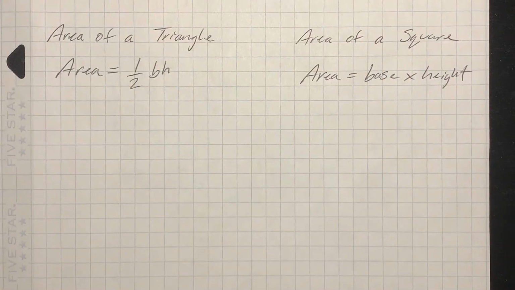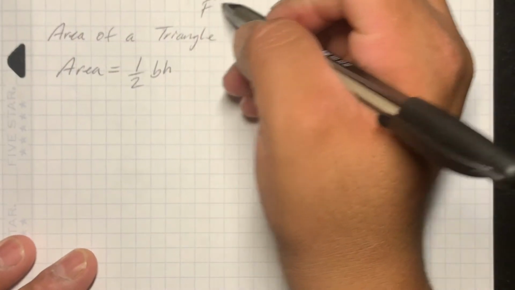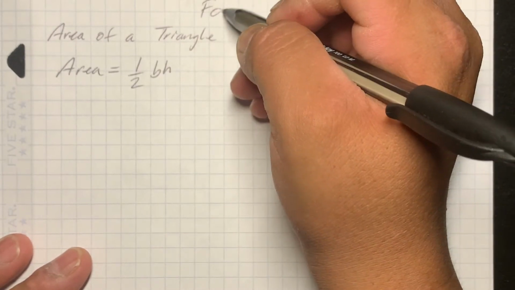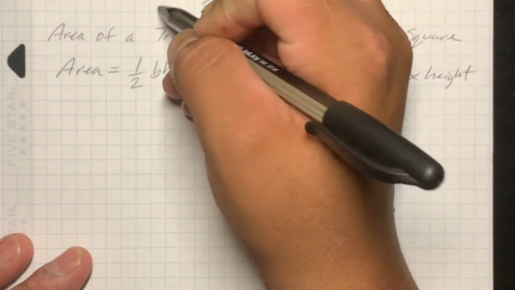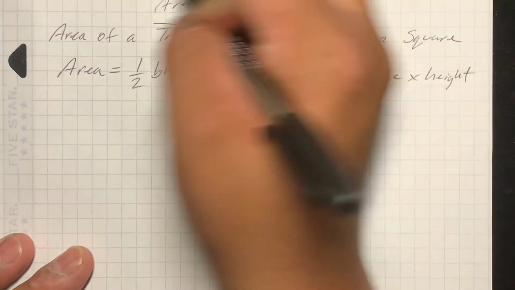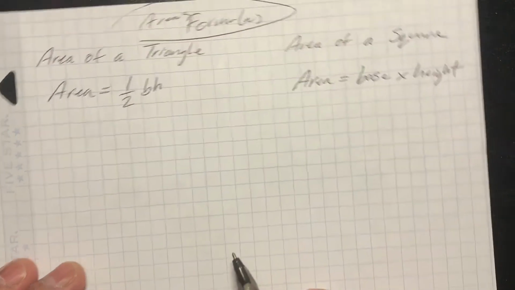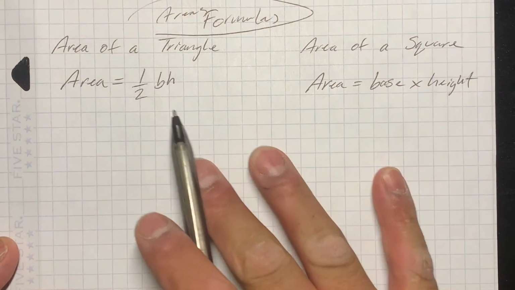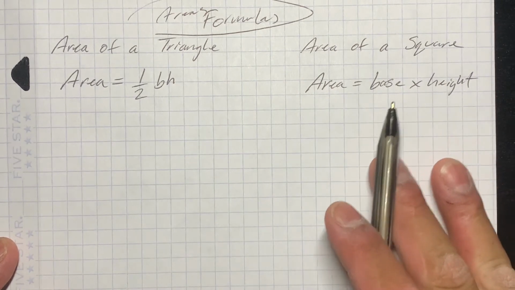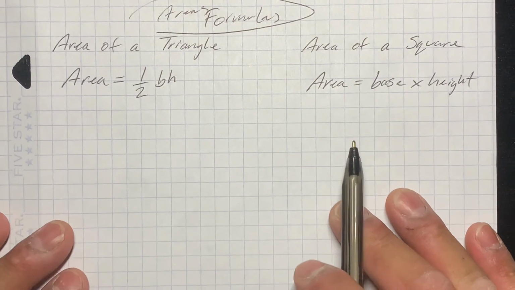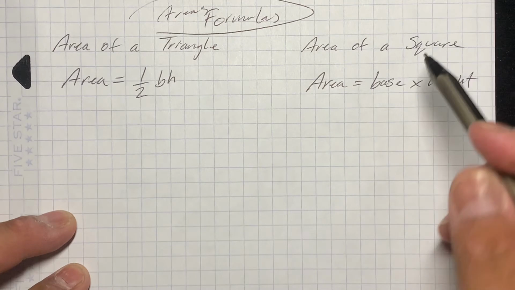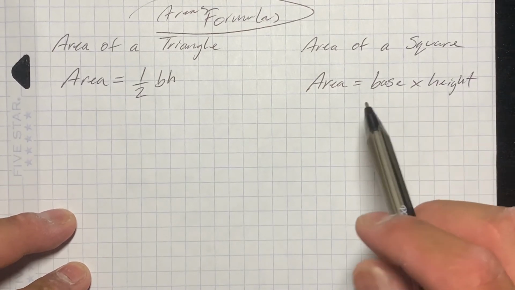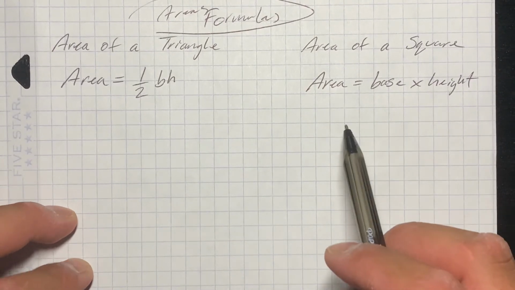All right, I want to revisit the formulas. Area formulas. So we have two different types of area formulas. We have the area formula of a triangle and the area formula of a square. Now we're very familiar with the area formula for a square, and we use that to find parallelograms. Okay, so area equals base times height.